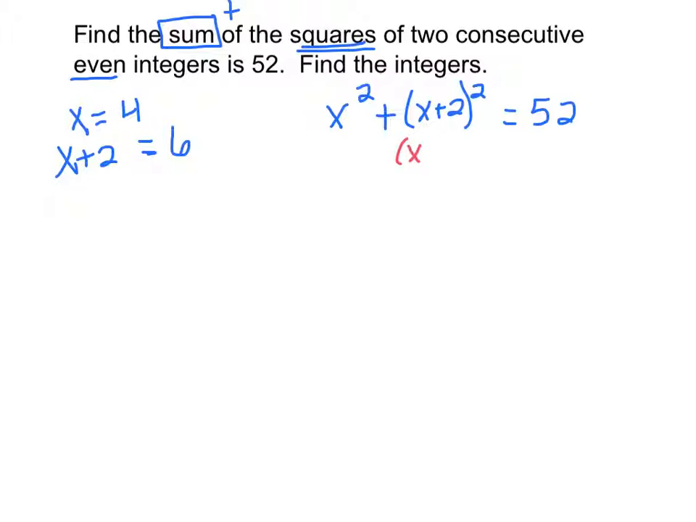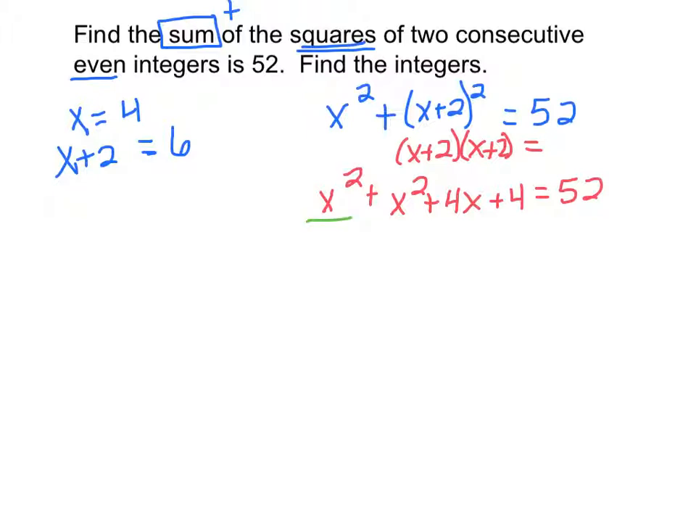We're going to go ahead and solve this. So I'm going to write x plus 2 twice. When I distribute it out, I get x squared plus 4x plus 4. And I'll bring everything else around. Now I'm going to combine my like terms. So I have 2x squared plus 4x plus 4 equals 52.